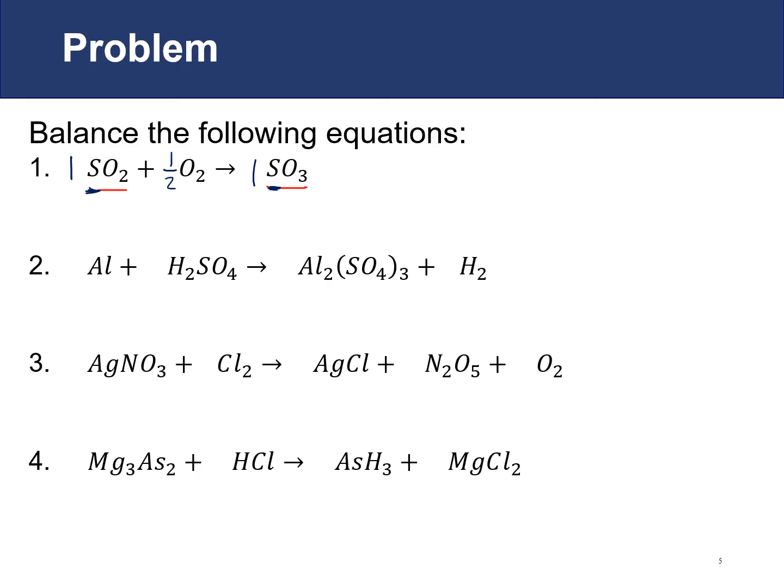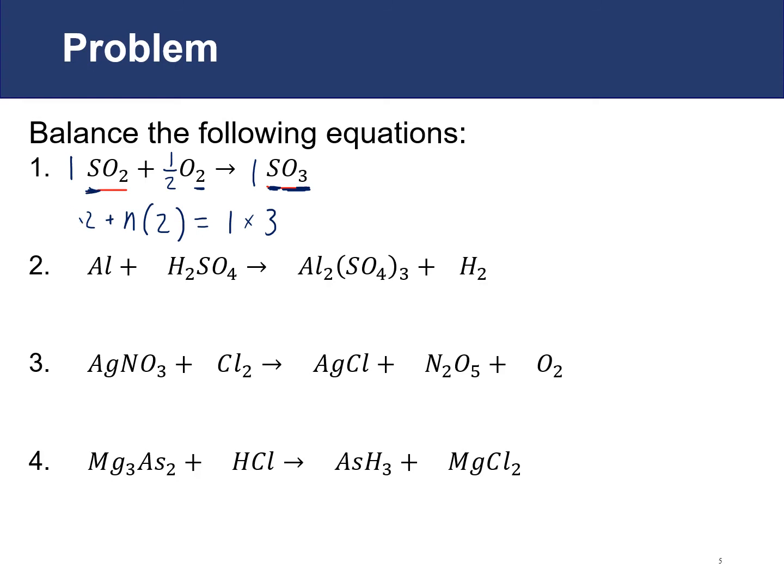A way of thinking about this, more mathematically, is I have 1 times 2, 2 oxygens coming from the SO2, plus some number n times the 2 that come from the subscript on the oxygen is equal to 1 times 3, this 3 being the subscript on the oxygen on the right-hand side. Solving for n, you'll find that n is equal to 1/2.